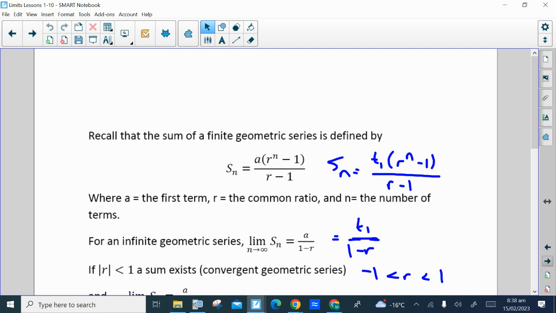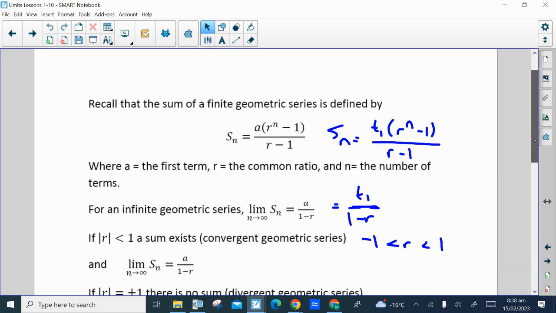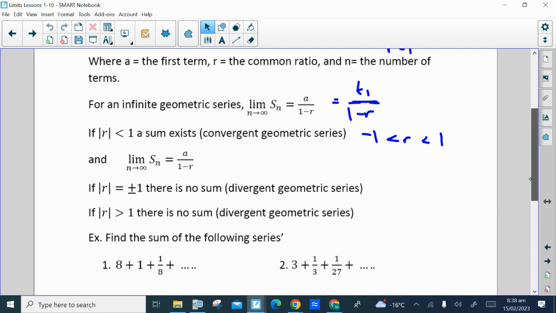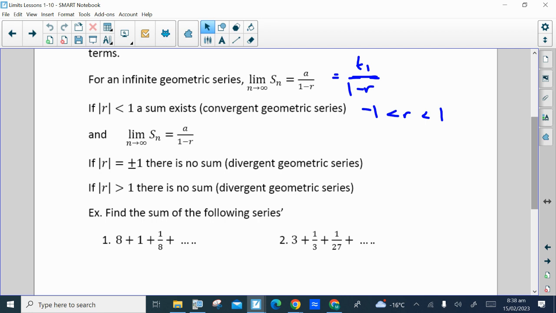For an infinite geometric series, you can find the sum by taking a, the first term, and dividing by 1 minus r, the common ratio, or t sub 1, the first term, over 1 minus r. We're going to see that if the absolute value of r is less than 1, then a sum does exist. That is a convergent geometric series.